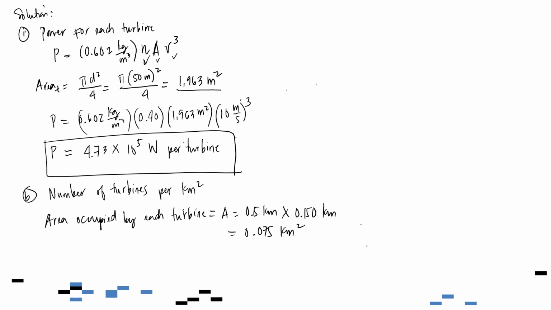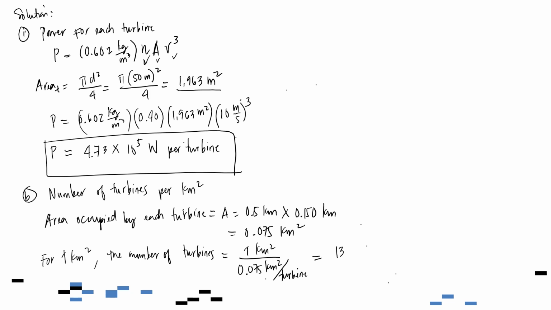So for 1 square kilometer of area, we can now calculate the number of turbines. Number of turbines is equal to 1 square kilometer divided by 0.075 square kilometer per turbine. So the number of turbines in this case is 13.3 turbines. Of course, in reality, we cannot have a fraction of a turbine, but this is only considering 1 square kilometer.